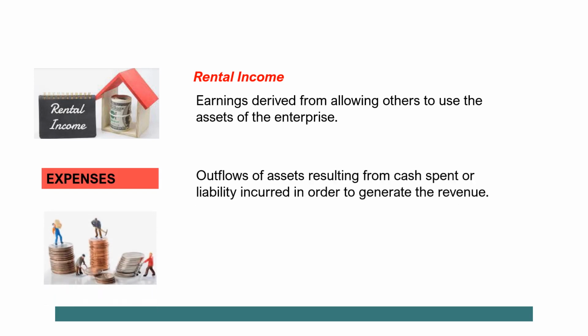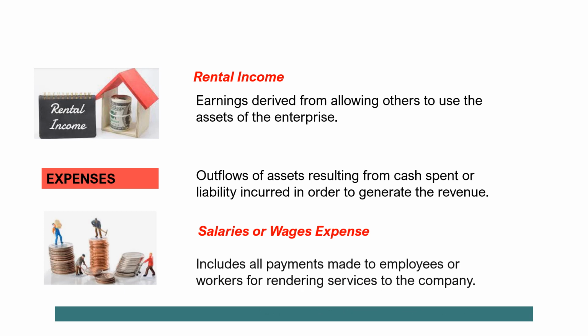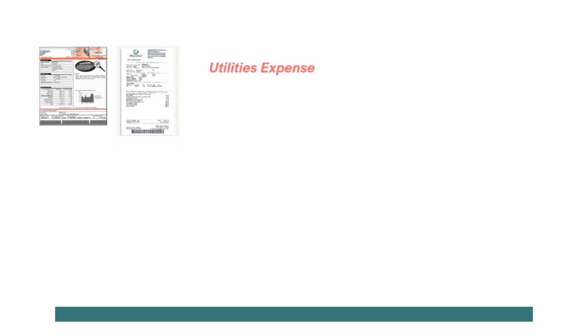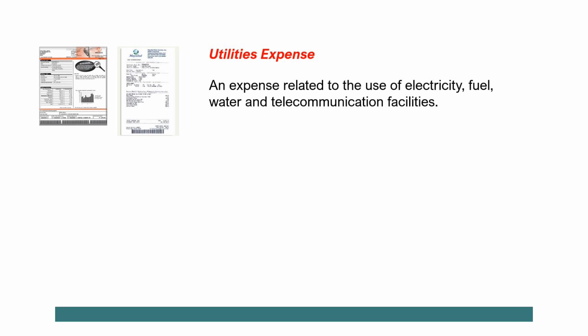Expenses. What are the examples of account titles under expenses? Basically, it's the salaries or wages expense, which includes all payments made to employees or workers for rendering services to the company. What else? If we have the utilities payable, we have a counterpart for that under the expense category. So we have utilities expense, an expense related to the use of electricity, fuel, water, and telecommunication facilities.